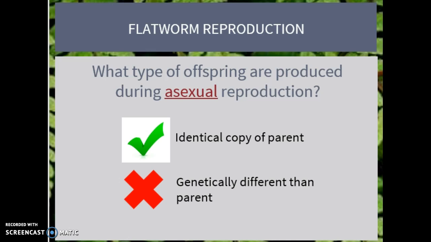What type of offspring are produced during asexual reproduction? Is it a green check, identical copies of a parent, or genetically different from your parent? I hope you chose green check.